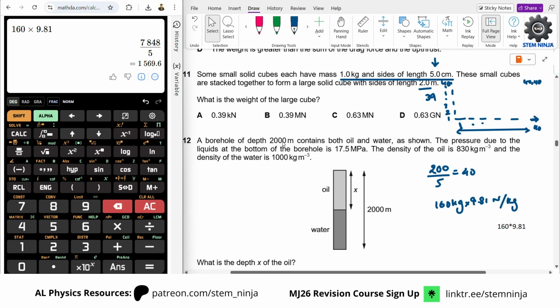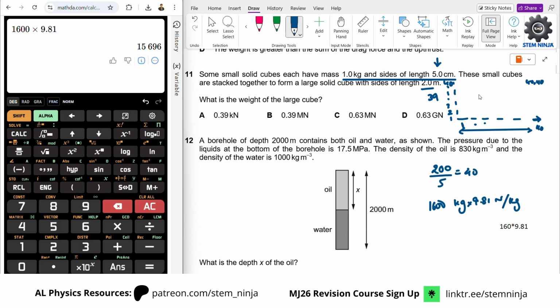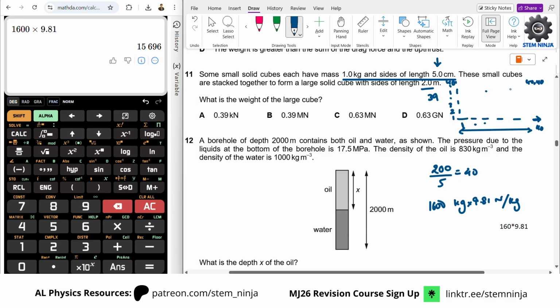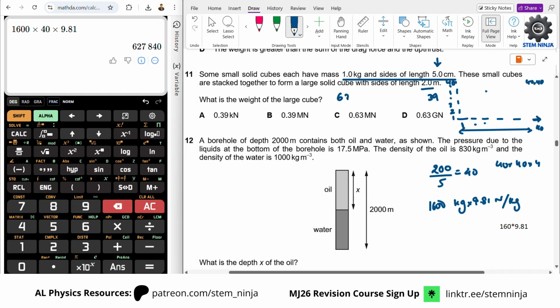Oh, I forgot the third dimension. So 40 times 40 times 40. So 1600 times 40 is 64,000 kg. Multiplying by 9.81 gives 627,840 newtons. In standard form, that is 0.627 meganewtons. This would be the correct answer.